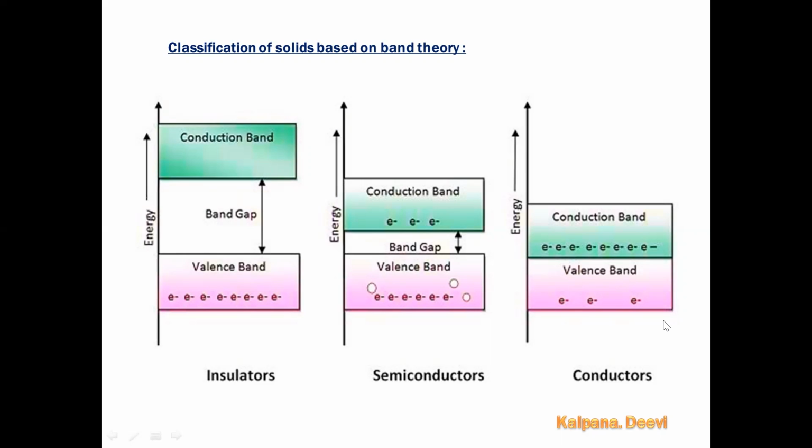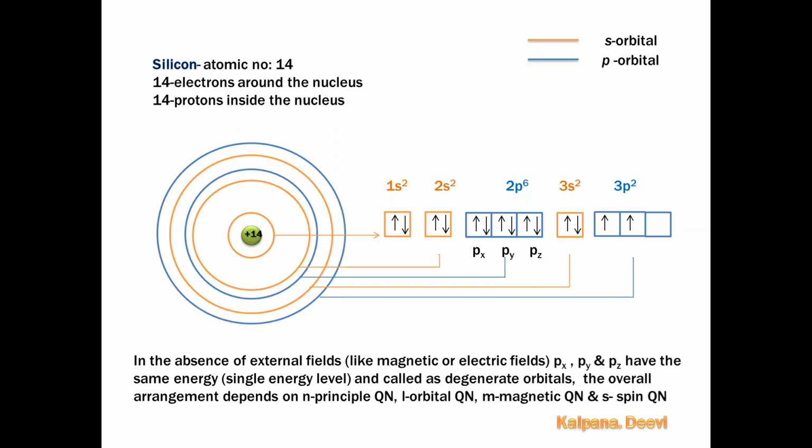In the case of conductors, the valence band and conduction band overlap with each other, and even a little amount of energy is sufficient to get free flow of charges inside the material. Actually, these all are energy bands. So how these energy bands form in a material, I am going to show you by taking a simple example. Let us consider a single isolated silicon atom whose atomic number is 14.